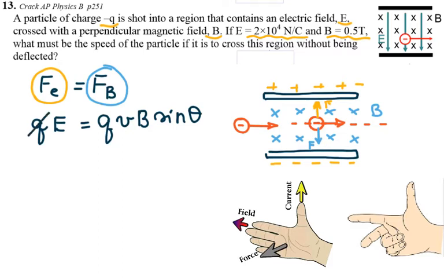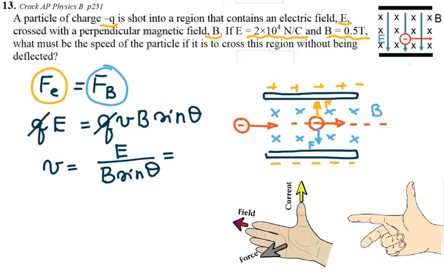So I can cancel the charge on both sides. The charge didn't even matter, and they didn't give you what the charge was equal to. They just said it's a negative charge. And then you can determine the velocity of the charge by solving for the velocity. So that's going to be E divided by B sine, and in this case it's 90 degrees, so it's E over B. We saw this formula before in the previous videos.